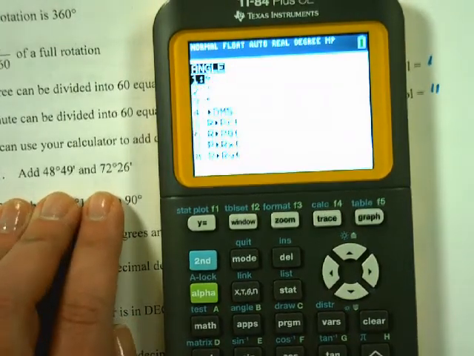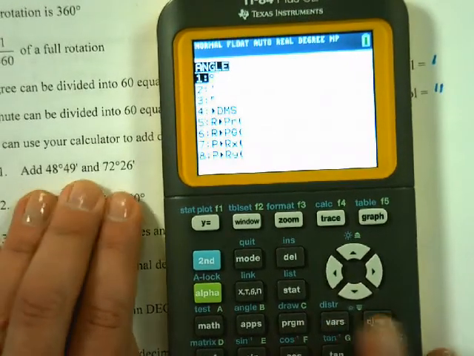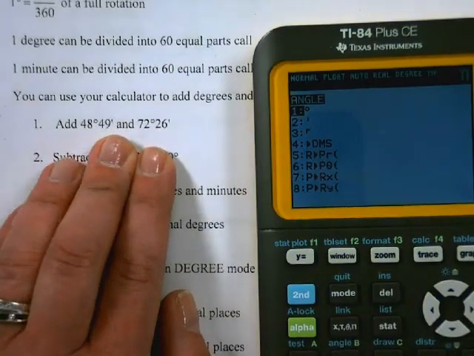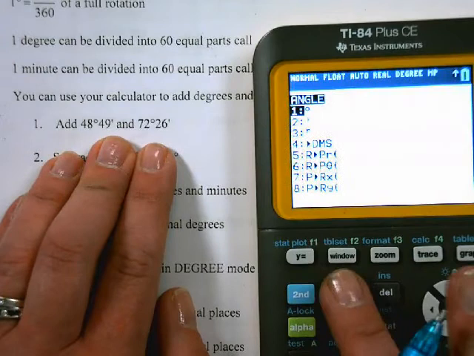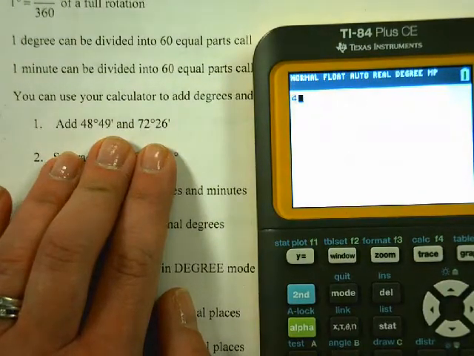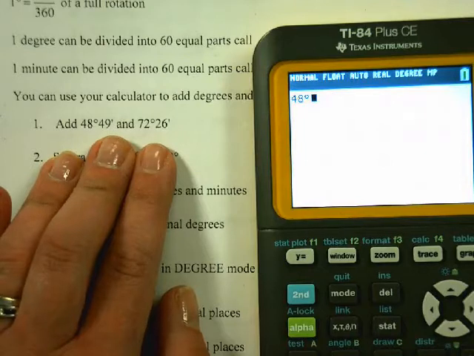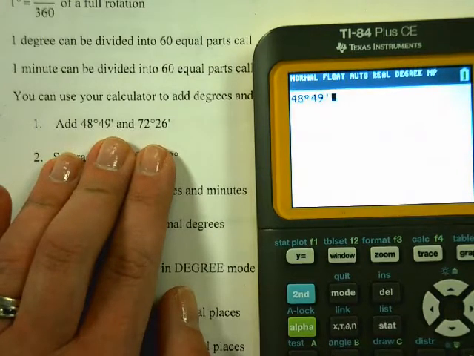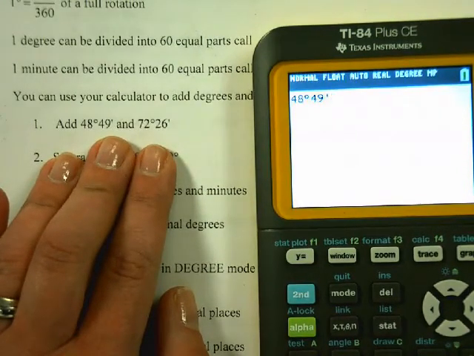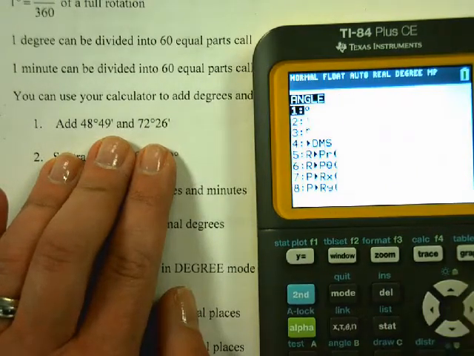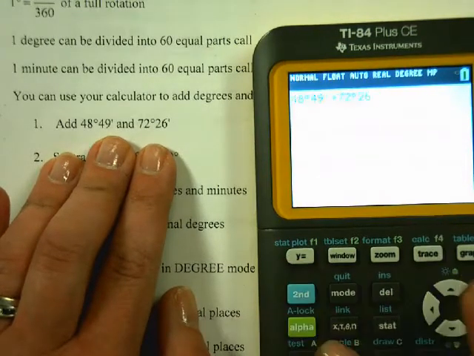Okay, so if you don't have a calculator, you can certainly do this by hand. However, your life's a whole lot easier if you just use a calculator. So we're just going to plug and chug with this guy. So it says add 48 degrees, 49 minutes, and 72 degrees, 26 minutes. Okay, so I'm going to go out to quit because I got to put some stuff in first. So I want 48 degrees, second angle degrees. All right, 49 minutes, second angle minutes. Plus 72 degrees, 26 minutes.